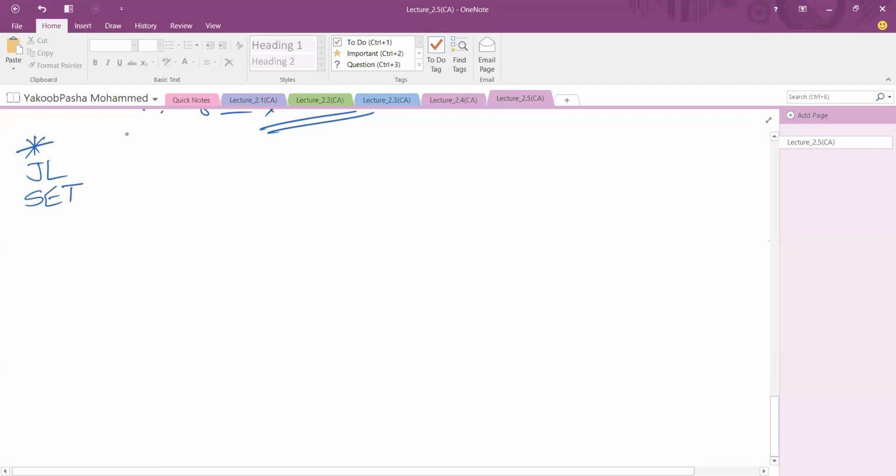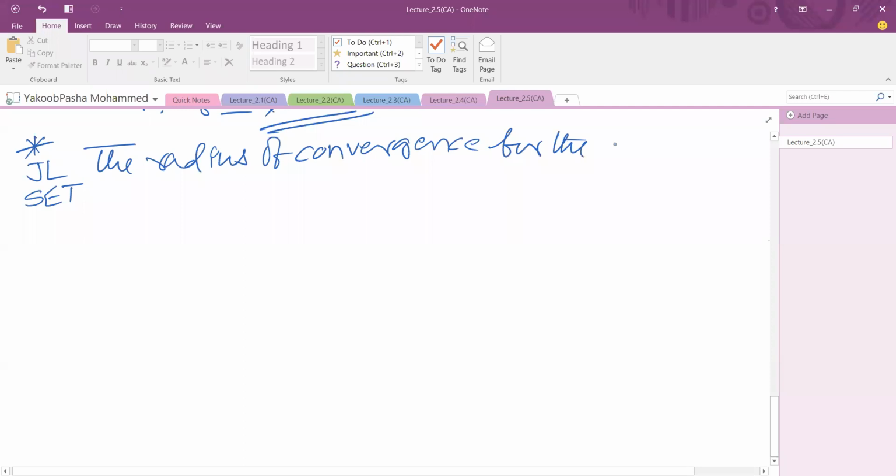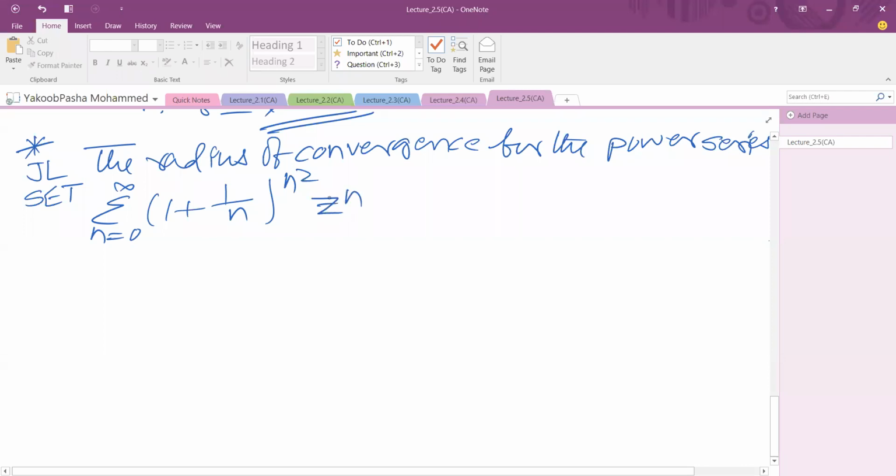The radius of convergence for the power series summation n is equal to 0 to infinity 1 plus 1 by n whole to the power of n square, z power n.